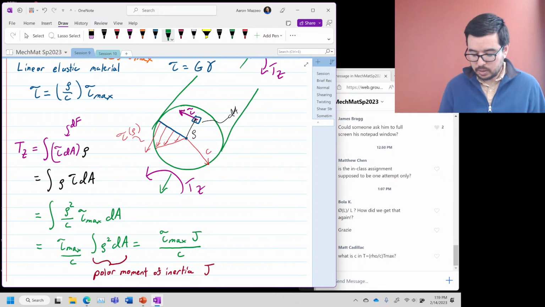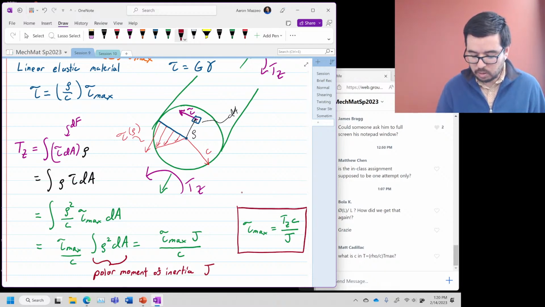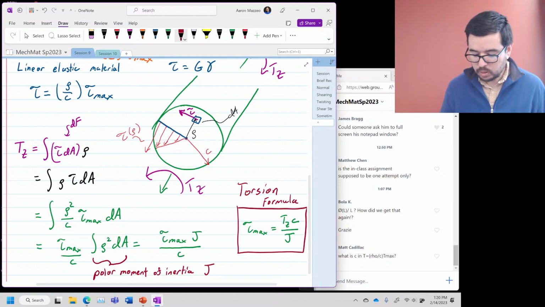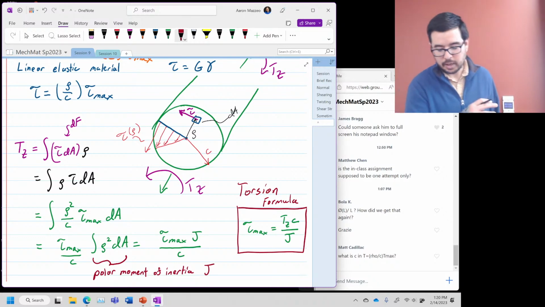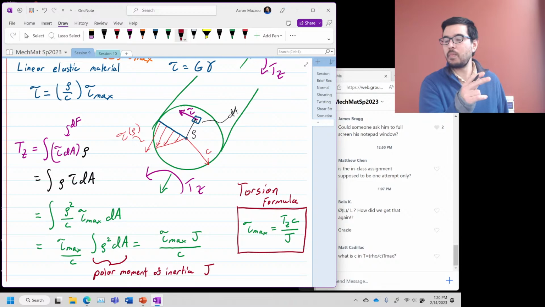And we can rearrange things such that, remember this is Tz, we can say that tau max is equal to Tz C over J. Okay, and this formula is one you want to remember. This is called the torsion formula. All right, but we haven't defined what J is. We'll get to that in just a second. Okay, any questions on this derivation? There must be some questions.